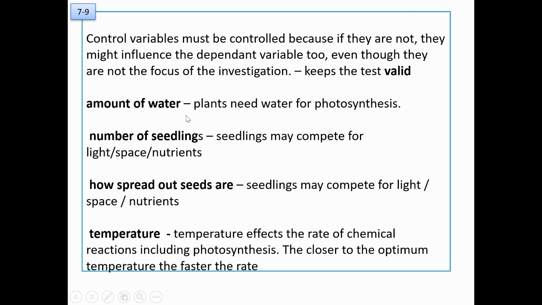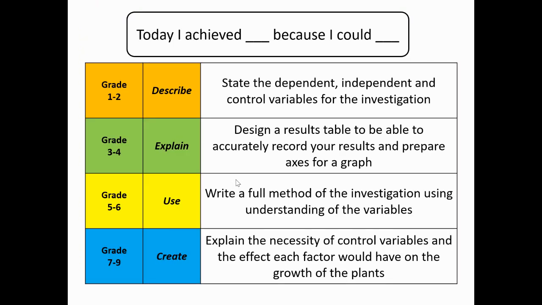The amount of water is a control variable. This is because the amount of the water will affect photosynthesis. Plants need it for photosynthesis. In the same way, temperature will affect photosynthesis as it affects chemical reactions. The closer to the optimum temperature, the faster the rate, and therefore all temperatures must be the same. And the number of seedlings and how spread the seedlings are will affect the growth, as the seedlings will compete for light, space, and nutrients. So there we are. That's your combined section.